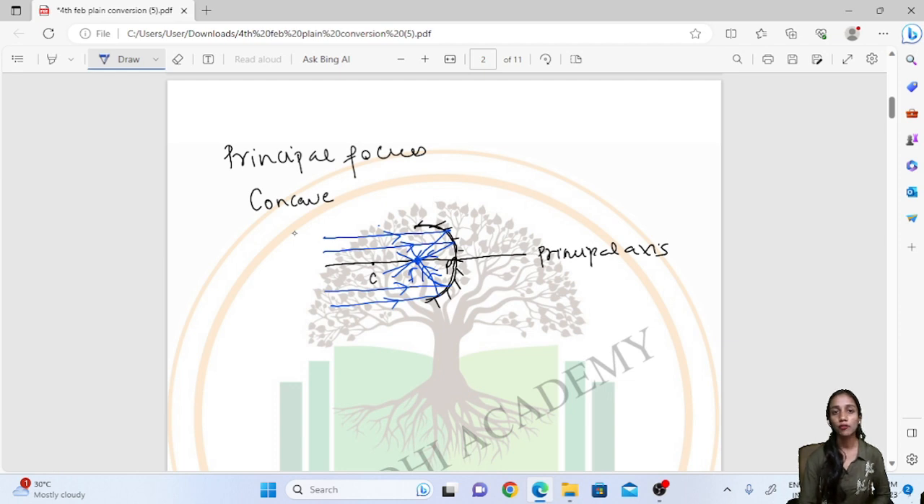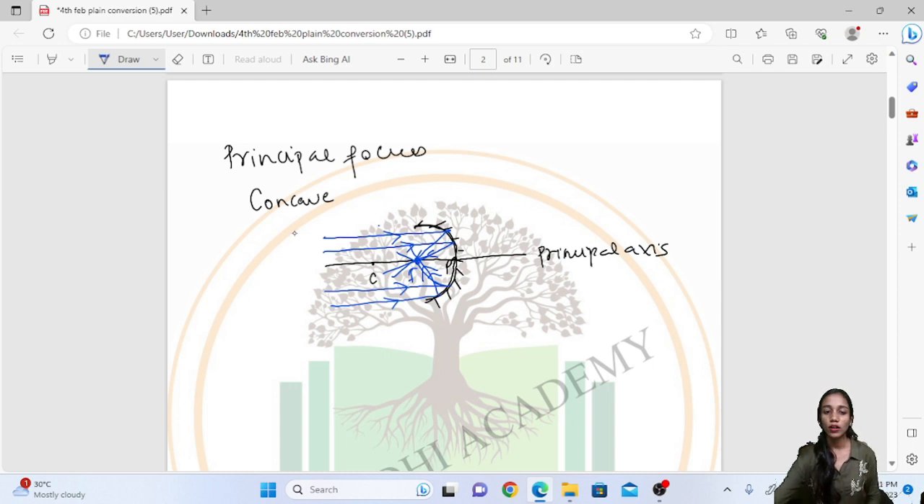So how do you define the principal focus of the concave mirror? The light rays going parallel to the principal axis, after reflection, all come and meet at a single point on the principal axis. This point is called the principal focus of the concave mirror. This is how we define it.